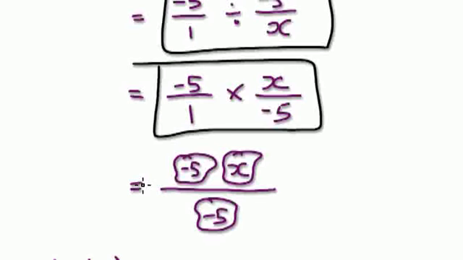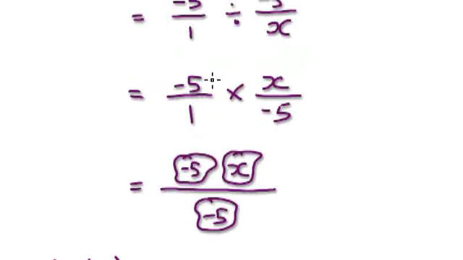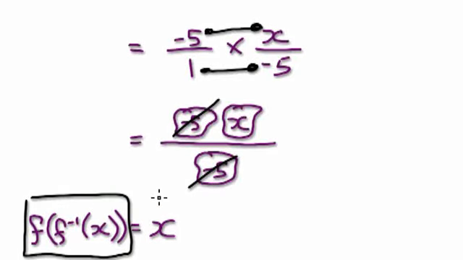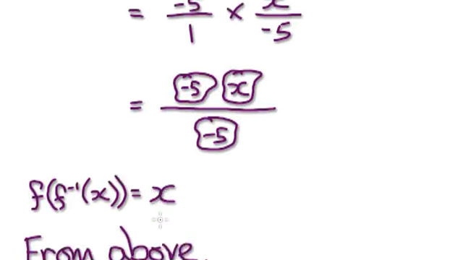Now, top times top, bottom times bottom. So that becomes this. These two are the same, so they kill off each other, giving you x. So we've just shown that when you do this here, it all simplifies down to x. Okay, so that's the first part done.